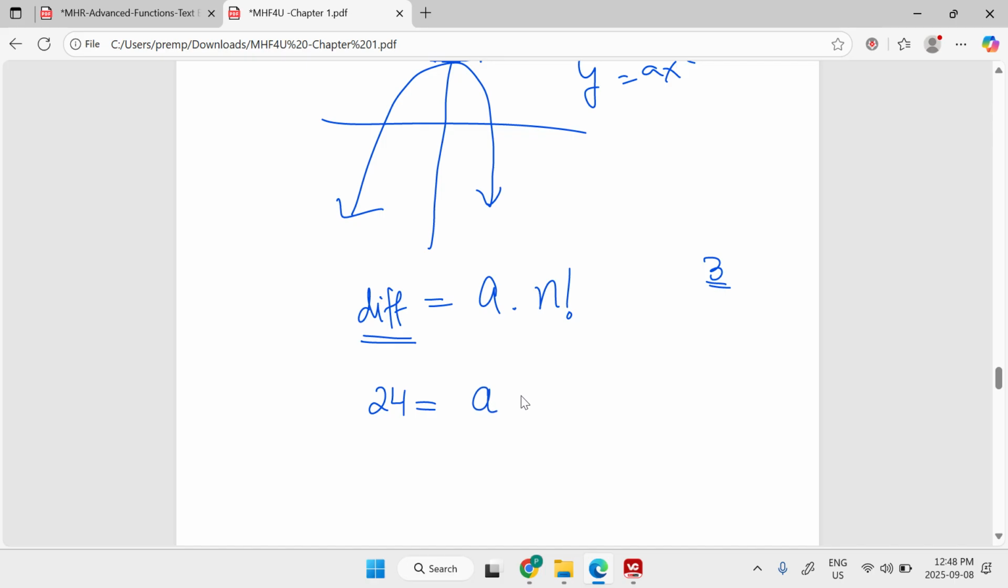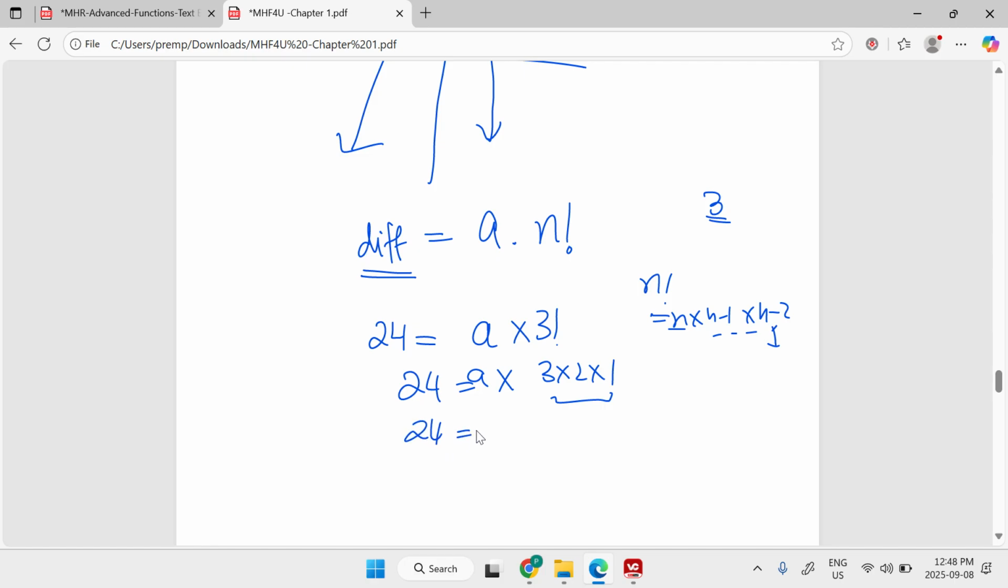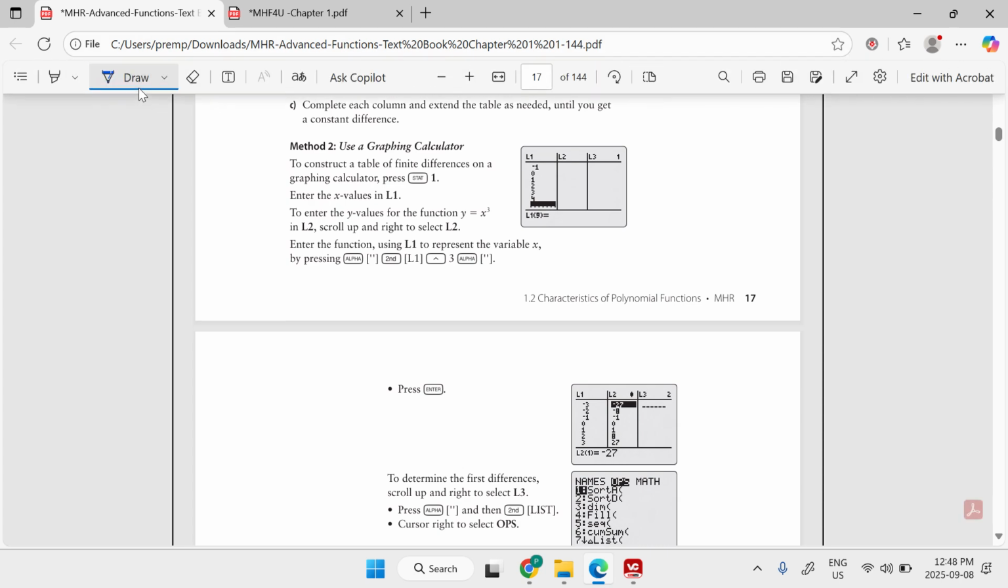So you can say a times 3 factorial should be 24, and 3 factorial means 3 times 2 times 1. That is the meaning of factorial: n factorial is equal to n times n minus 1 times n minus 2, and you keep on going till 1. So if you do the math, you get 24 equal to 6a, and dividing both sides by 6, you get a equal to 4. So you know that its leading coefficient will be 4. Similarly, if they give you the leading coefficient and the degree, you can figure out the finite difference. Okay, so this is how we find the finite difference values.